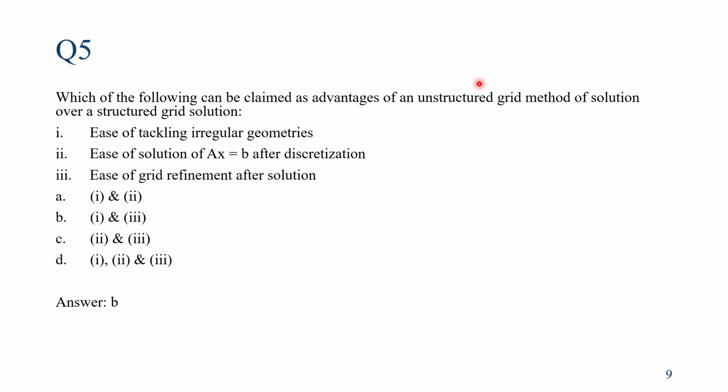And unstructured grids have the major advantage that we can use them to tackle irregular geometries. Further, the solution will be comparatively more complex than the structured ones, but tackling irregular geometries is very feasible with unstructured grids, and then we can locally change the grid's density without worrying about how it would affect the other zones. So ease of grid refinement after solution is possible with unstructured grids. So I would say that statements 1 and 3 are right, which is rightly given by option B. So option B is the right answer.